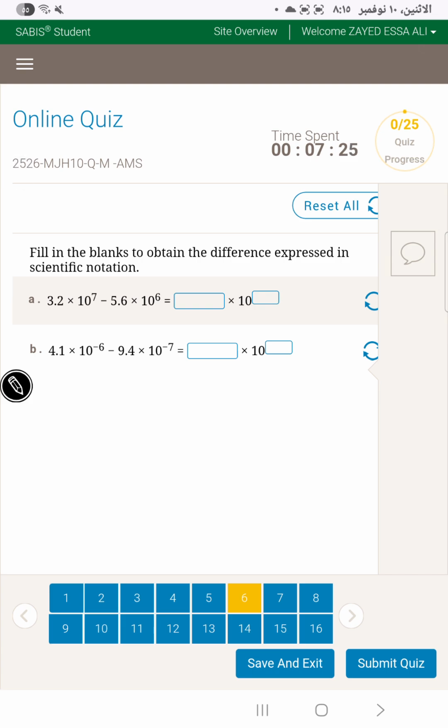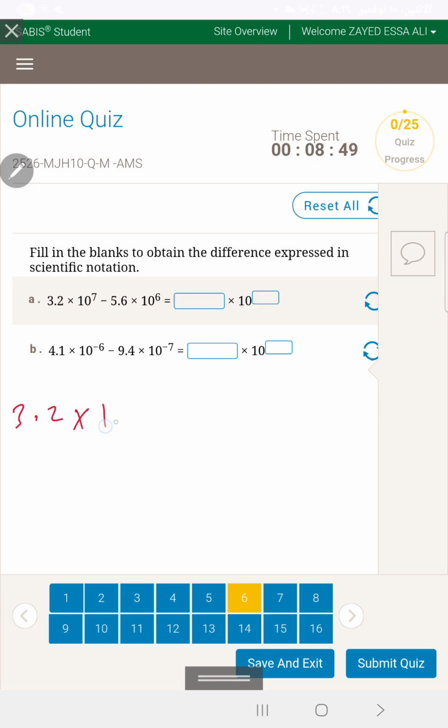Here you have also subtraction of decimals in scientific notation. So what you have to do is make them both have the same exponent. So first step here, you have to make both of them the same exponent. 3.2 times 10 to the power of 7, leave it the same, while 5.6 you can write as 0.56 times 10 to the power of 7. Now since they both have the same exponent, you can now subtract them.